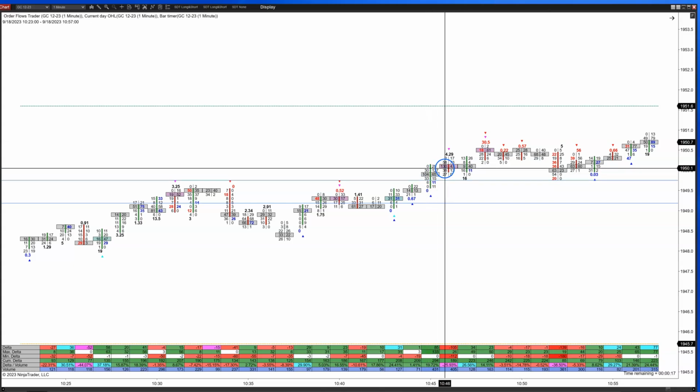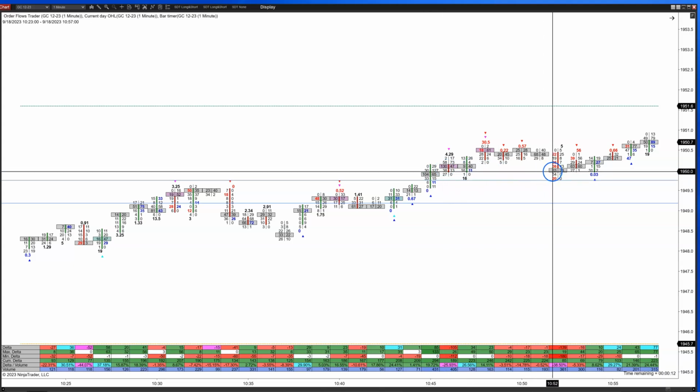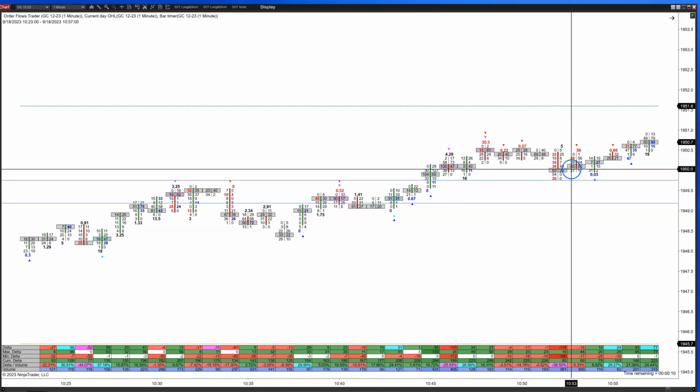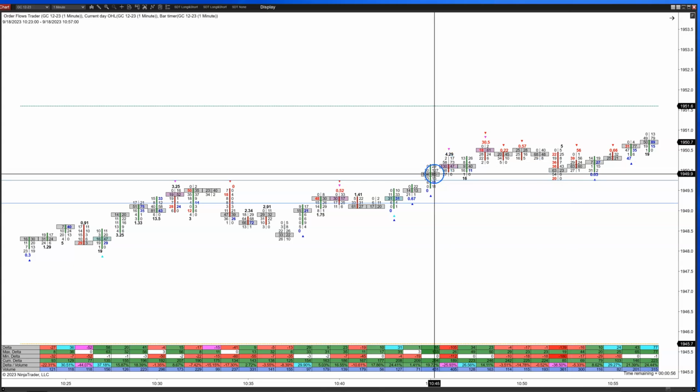104 on the bid, 130 on the bid. Okay, 63 on the bid, 63 on the bid. So I know that there's some strong passive buyers. There's people there supporting the market. Because remember, technical analysis 101, previous resistance becomes support. Now you're seeing supportive buying coming in the form of strong passive buyers.